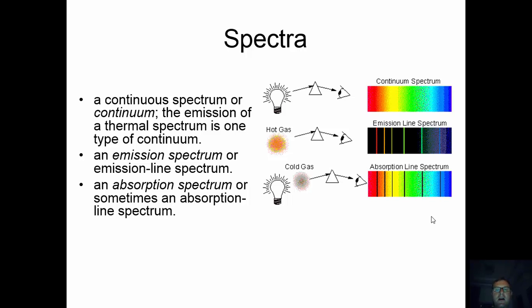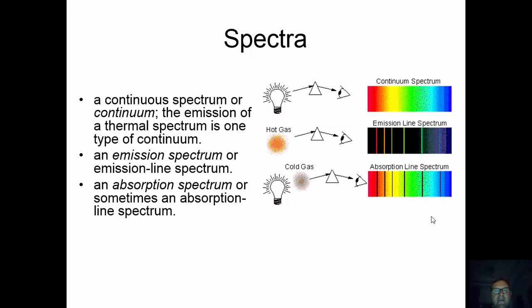Now, when we have just a hot gas, that hot gas produces very, very specific emission line spectra. So that's because the transformation between atomic levels gives out very specific wavelengths, and we therefore have emission line spectra.